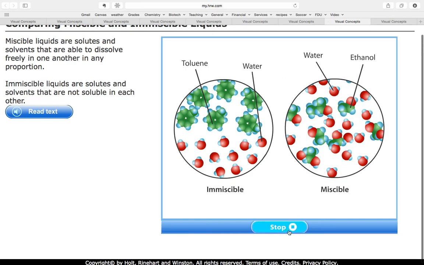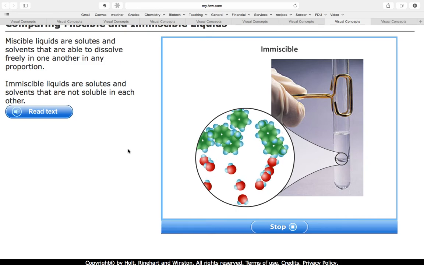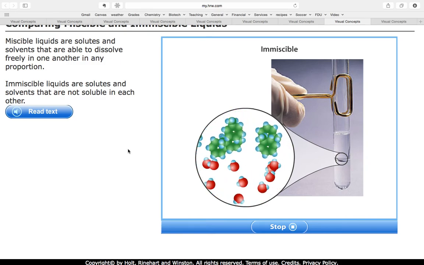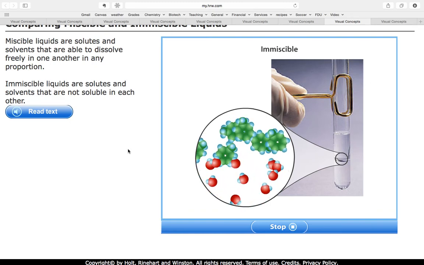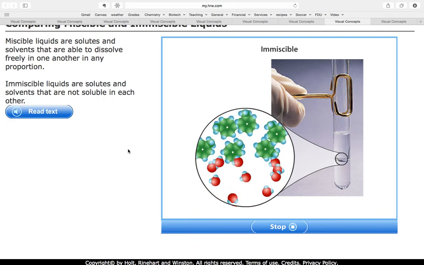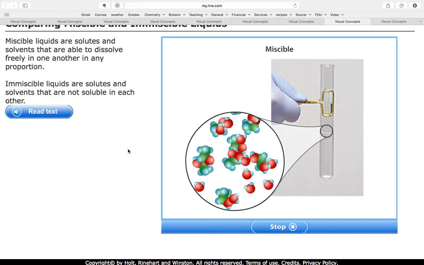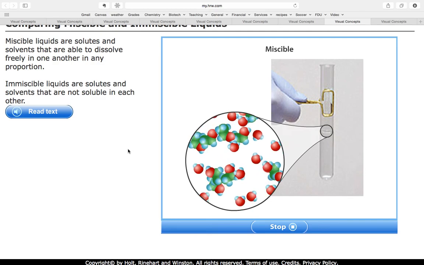Solutions that are miscible mix or dissolve in one another. Those that are immiscible do not mix. Toluene and water are immiscible. Toluene is highly nonpolar, while water is highly polar. When mixed, the two unlike liquids form a definite boundary where the toluene ends and the water begins. This boundary is called an interface. Ethanol and water, on the other hand, are miscible. In any proportions, the ethanol completely dissolves in water. There is no boundary between the liquids.